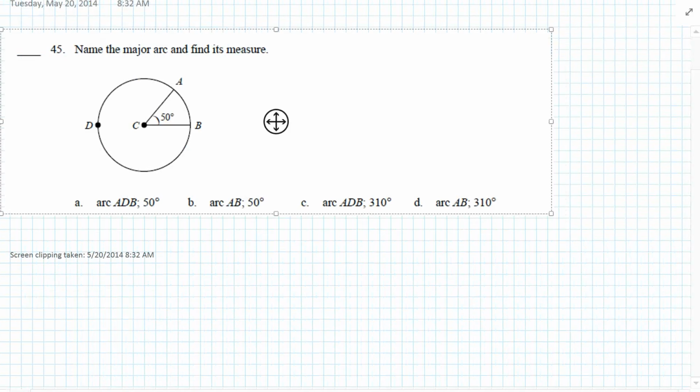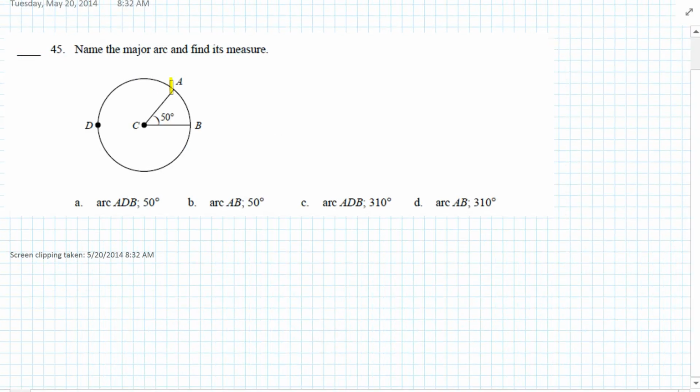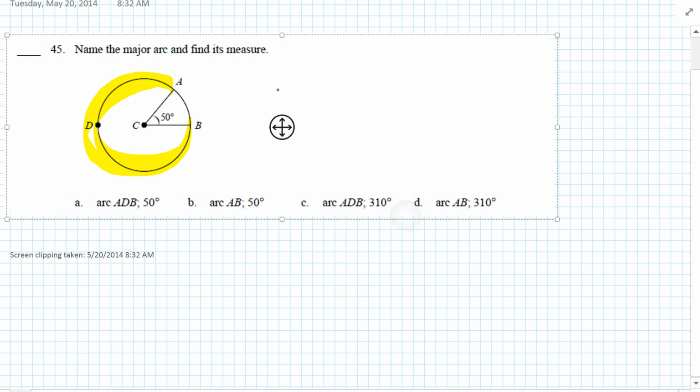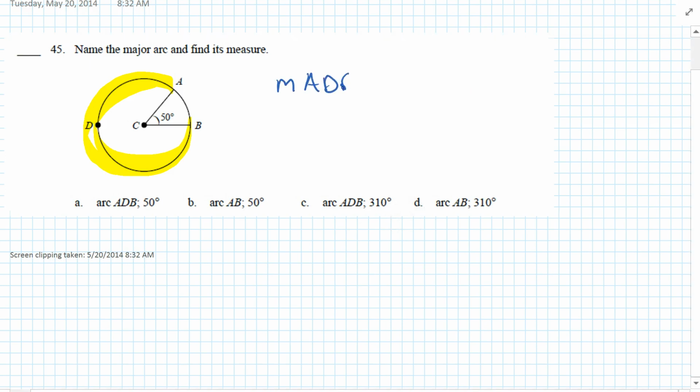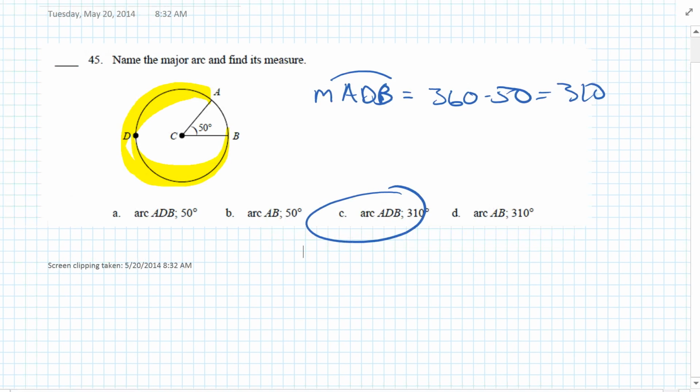45. Name the major arc. Well, there's only one major arc possible. ADB. And the measure of arc ADB would be 360 minus 50, which would be 310. Answer C.